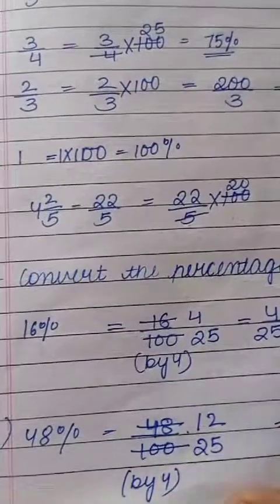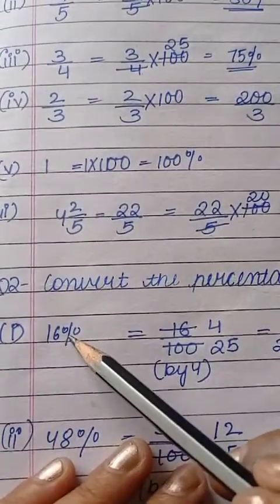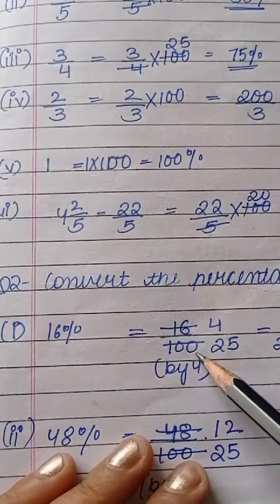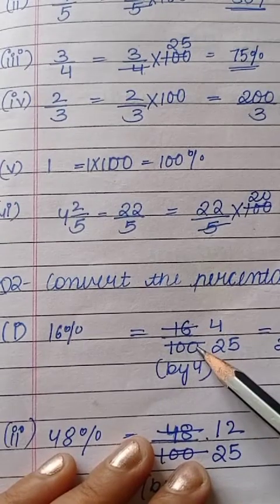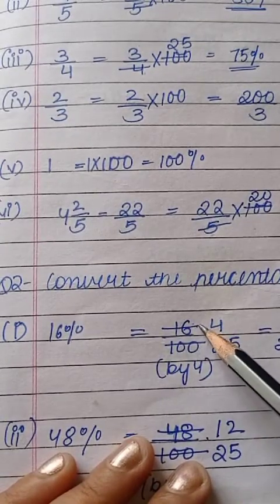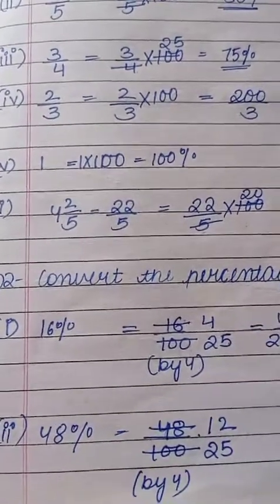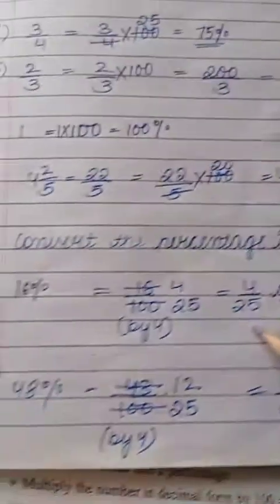Second question is convert the percentage into fraction. Now percentage is given and you have to change it to fraction. 16 percent means 16 by 100 we can write. Now you can see both these numbers can be cancelled with the table of 4. 4 4s are 16. 25 4s are 100. Now they can't be cancelled. So this is a fraction only. 4 by 25 is the answer.